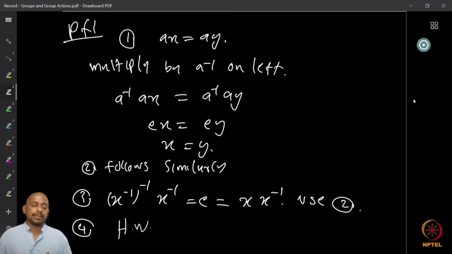And if you want to show (x inverse) whole inverse is x, what you do is you take x inverse whole inverse and multiply with x inverse on the right. Then by definition, it is the identity, because the inverse of an element itself is the identity. But now that is also x times x inverse. This is true. Then you can use the right cancellation law. X inverse is on the right side of both, so right cancellation gives you x inverse inverse must be equal to x. Similarly, you can show the fourth one also. I leave it as a homework to do.